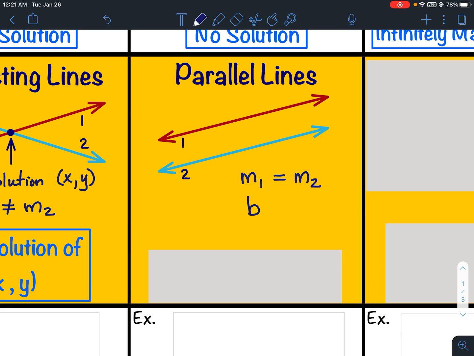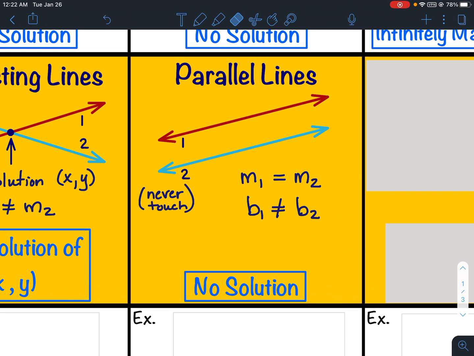However, their y-intercepts will not be equal. So slope of line 1 will equal the slope of line 2, but the y-intercept of line 1 will not equal the y-intercept of line 2. And what do we know about parallel lines? Parallel lines never touch. Because they never touch, it's not possible for them to share a common point. And if they don't share any common points, it would be no solution. Pause your video, make sure you have all of that written down.